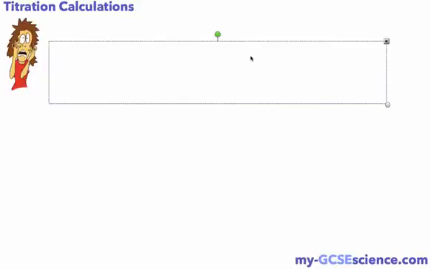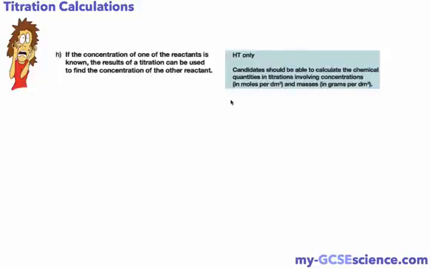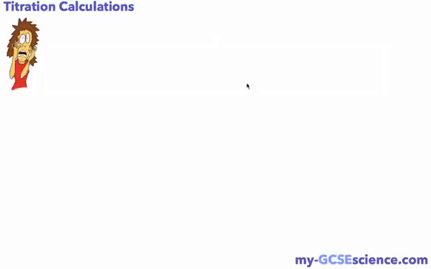Now the spec actually says that you need to be able to calculate quantities in titrations involving concentrations, which are in moles per decimeter cubed, and masses, which are in grams per decimeter cubed. And we should also be able to work out an unknown concentration if we have some data about the other reactant in a titration.